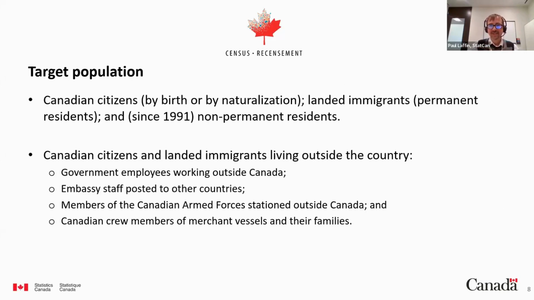Before I get into the housing data, I just want to spend a bit of time going into some detail about who is counted in the census, or the target population, as you'll see it in a lot of our survey pages. For the census, these are Canadian citizens by birth or by naturalization, landed immigrants, and since 1991, non-permanent residents, and we'll get into what those are in the coming slides. Also counted are Canadian citizens and landed immigrants who live outside of the country, such as government employees working outside of Canada, embassy staff posted to other countries, members of the Canadian Armed Forces stationed outside of Canada, and Canadian crew members of merchant vessels, as well as their families that may be with them.